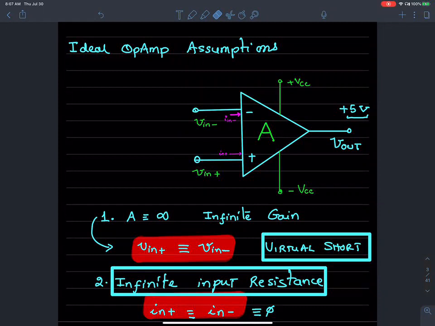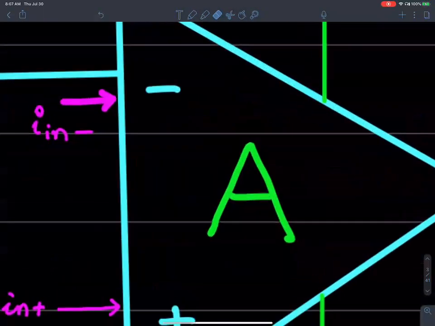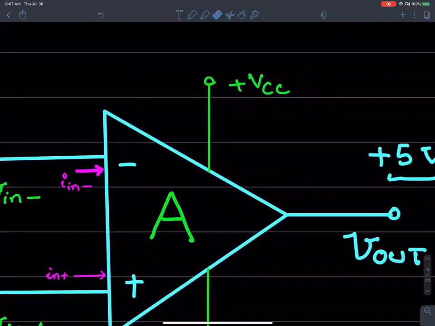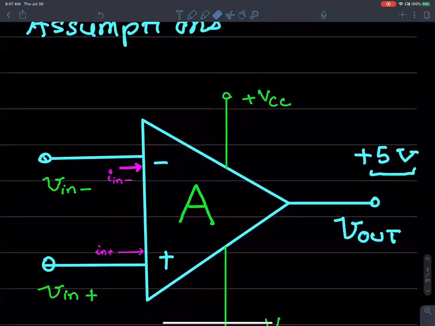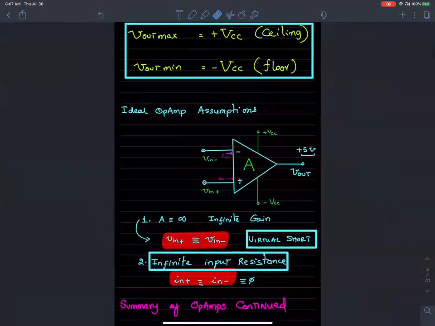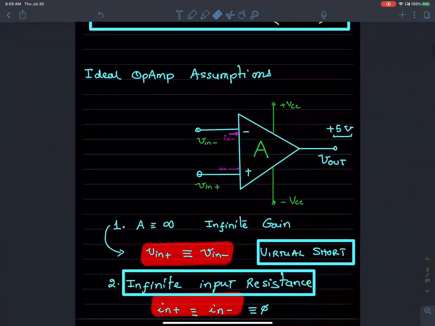The second one is that the input current, the current going into the terminals of the op-amp, is really zero, or infinite input resistance. Okay, so these are the 2 assumptions. We'll come back to these assumptions and use them over and over again when we are solving our op-amp problems.